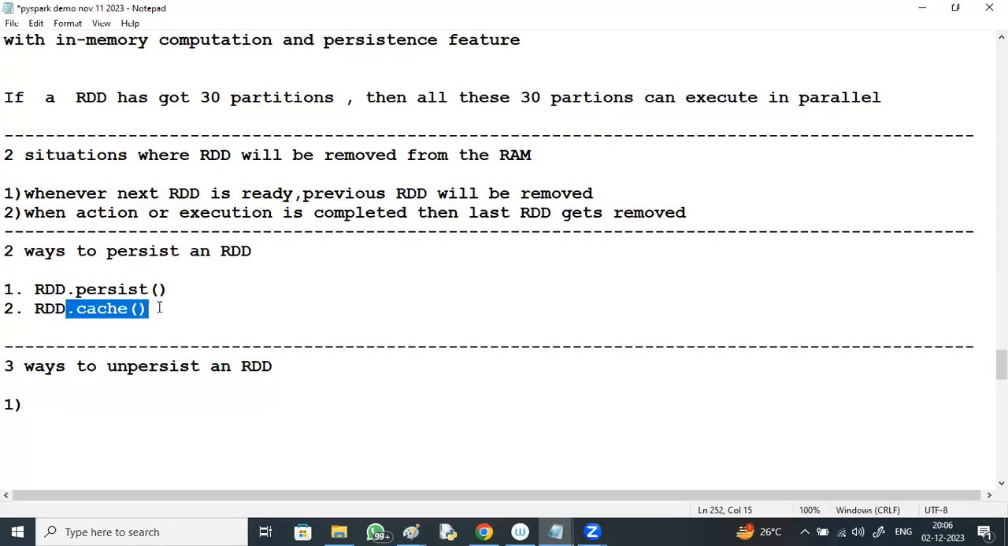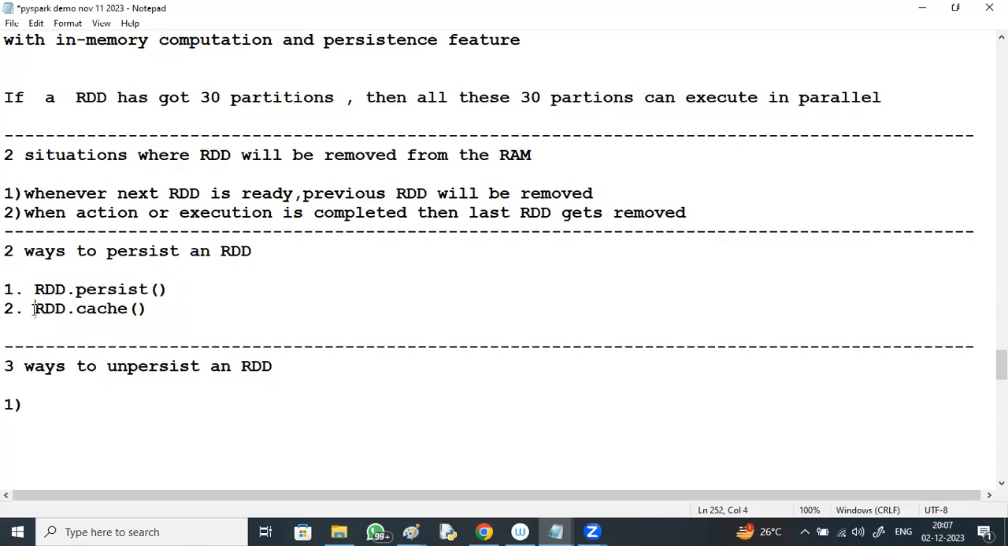here persistence options are there. In disk only, in memory only, or in memory or disk. If memory is available, persist in memory, otherwise persist in disk. Multiple options. This first one will support all those: memory, disk, and memory and disk.